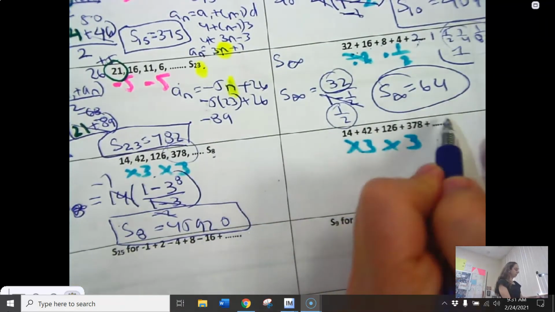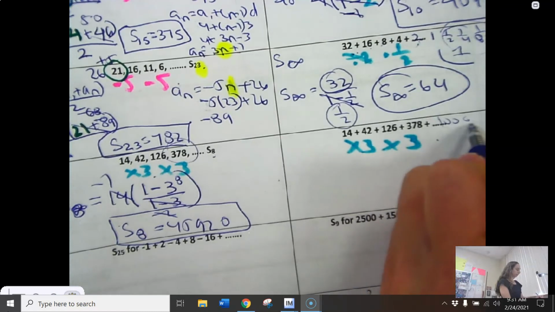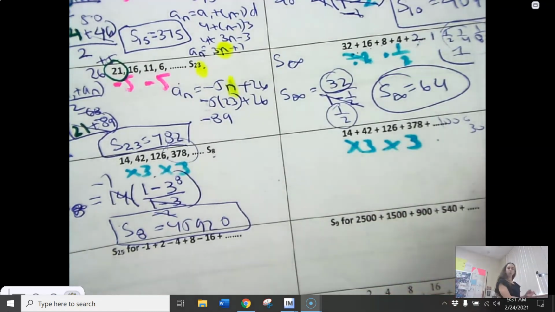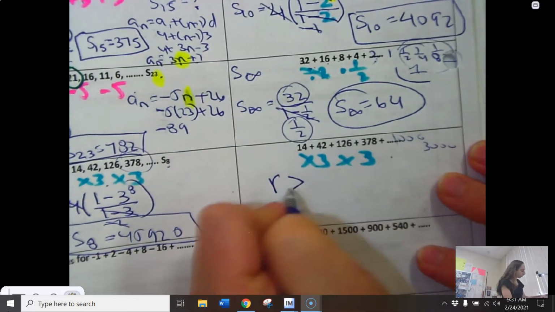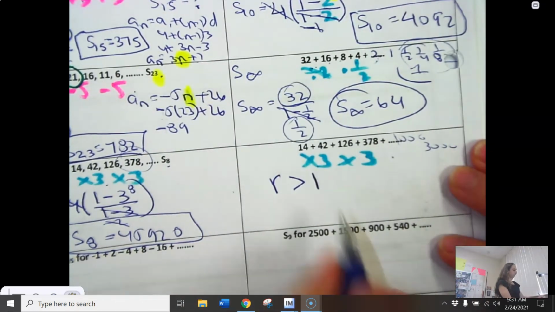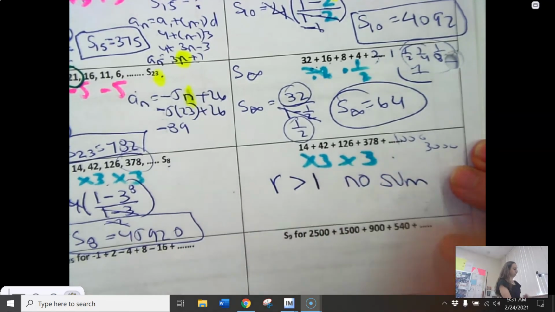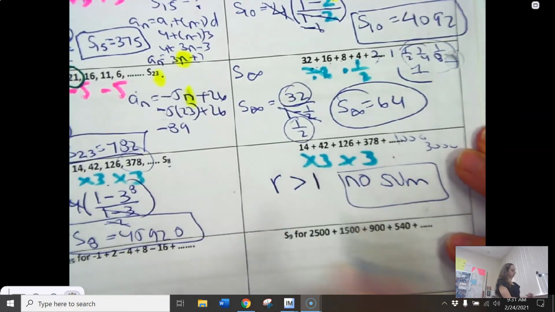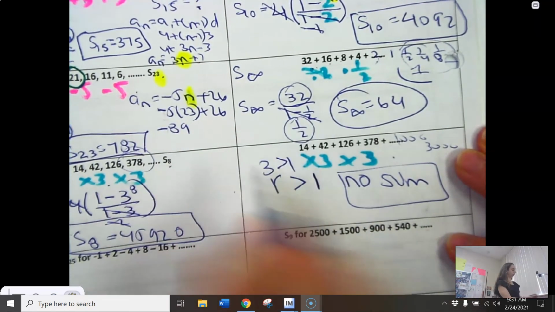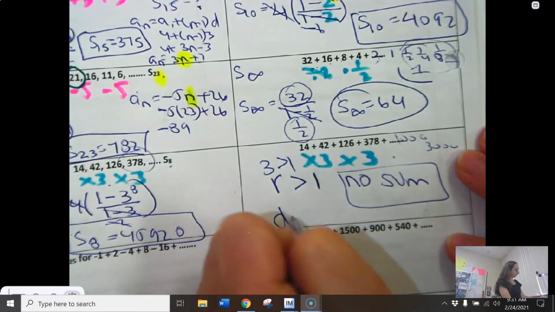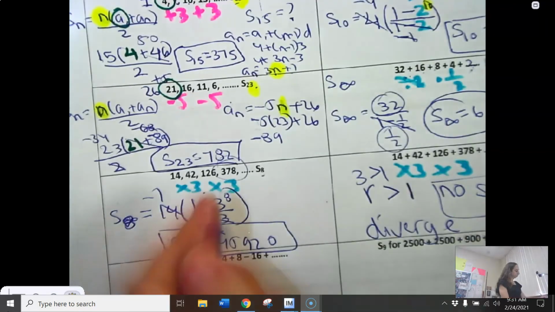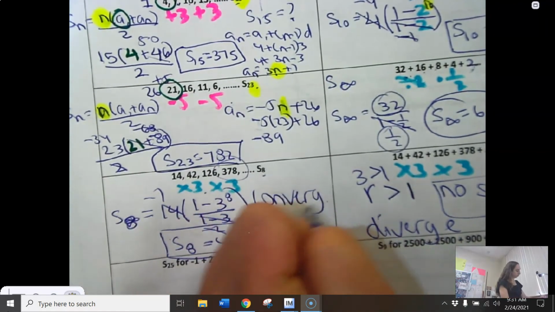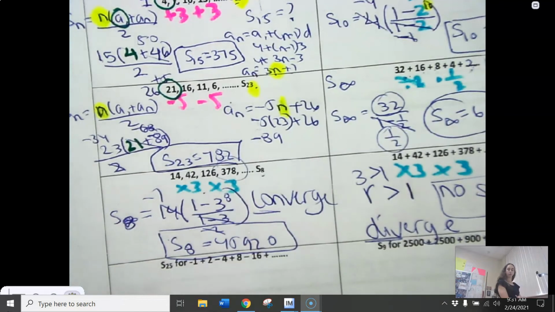But wait a minute. We just said the numbers are getting bigger and bigger. So we can't find the total because it's going to keep getting bigger and bigger. Because the ratio is greater than 1, there is no sum. Okay? And the ratio is 3. So this would be diverge. There is no sum. This would be converge, because you can do it or don't do it.